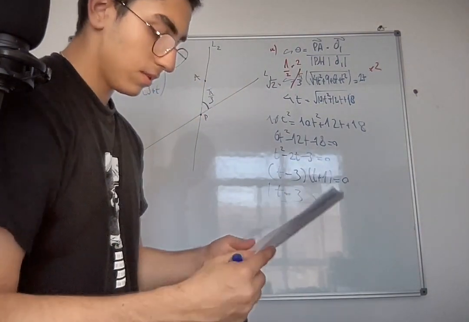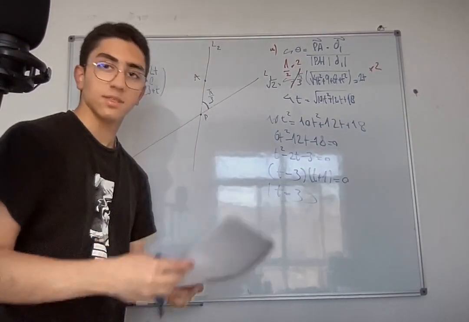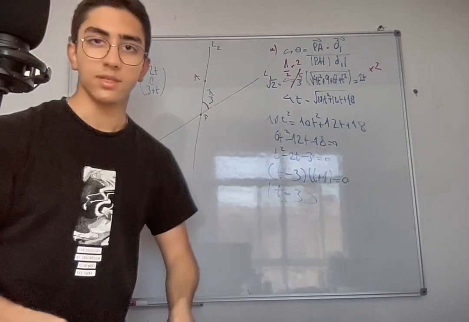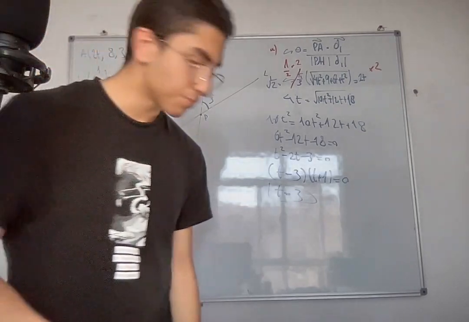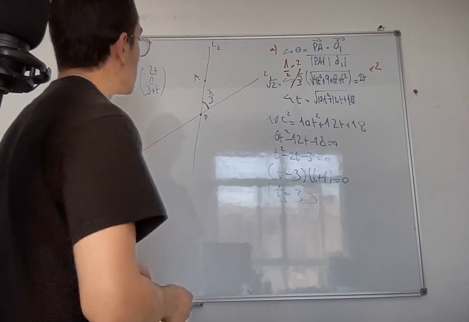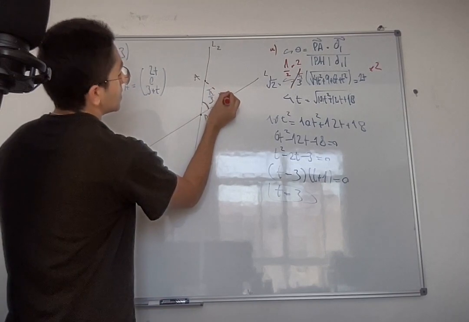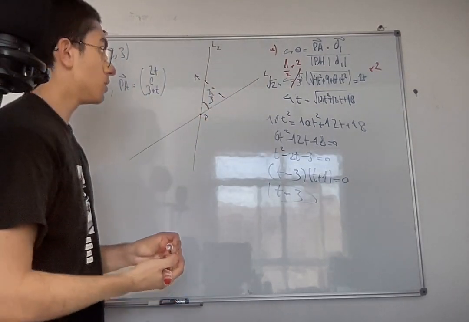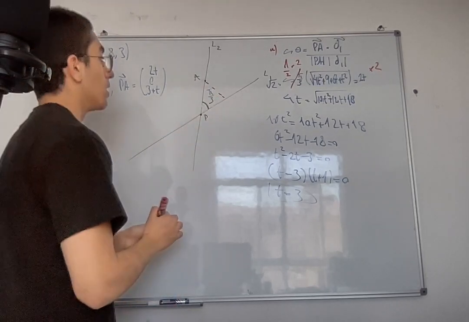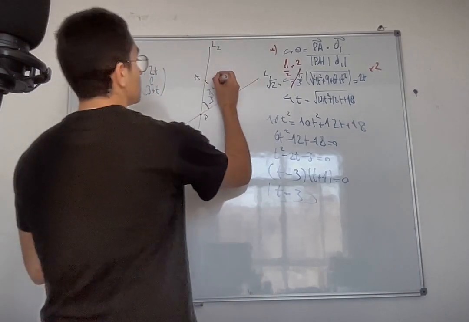Alright. Now part C, find the shortest distance from A to L1. So you can use trigonometry here. Just for the sake of visualization, I'll put a dashed line there. Hopefully you can see it. You want to find this distance, and I'm going to label it B.